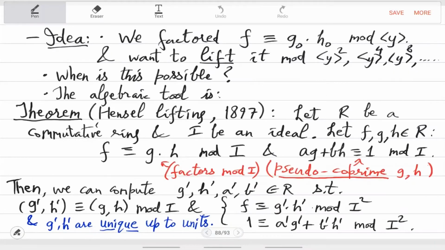And then as an application, there are two applications. You can either take this ring R to be the ring of integers and ideal I to be the prime ideal generated by a prime P, so you can take Z[x], integral univariate polynomials, and mod P you can find a factorization, then lift it mod P square and lift that mod P to the 4 and so on. Or you can take R to be the bivariate polynomial ring F[x, y], and I you can take to be y square, y to the 4 and so on. So currently we are interested in the latter.